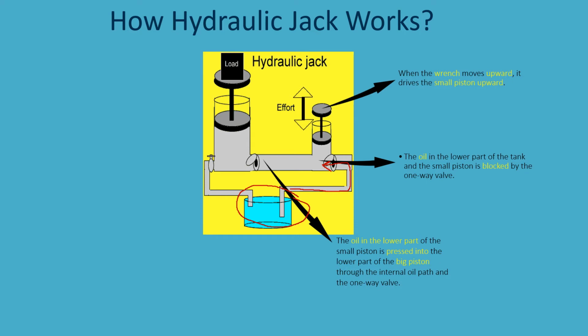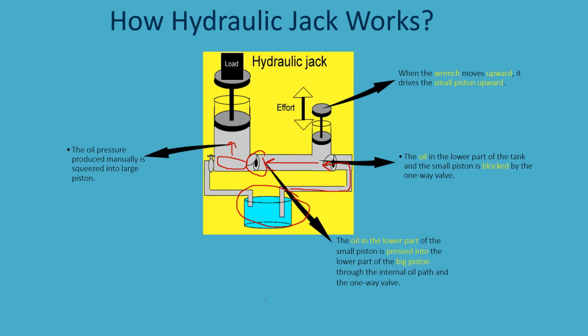Next, the oil in the lower part of the small piston is pressed into the lower part of the big piston through the internal oil pump and the one-way valve. This occurs right here. The oil is pressed into the lower part of the big piston through this second one-way valve. Next, the oil pressure produced manually is squeezed into the large piston. This occurs right here.